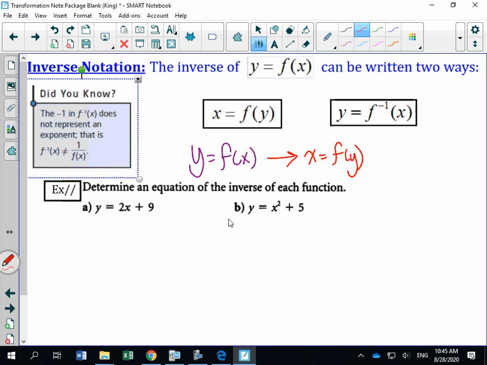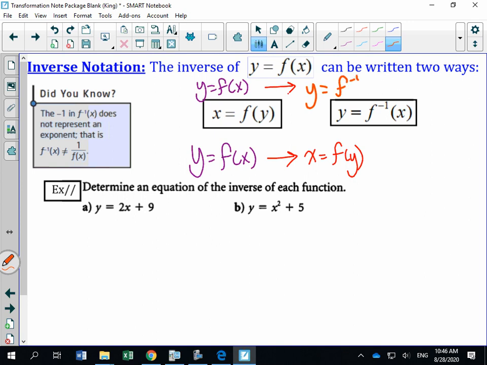The other way that they could show you that they want you to do an inverse is they could say, okay, here's your original function, y is equal to f of x. And then they could say, please have it undergo this transformation: y is equal to f inverse of x. So if you see this notation or this notation, these are both inverse notations, okay?